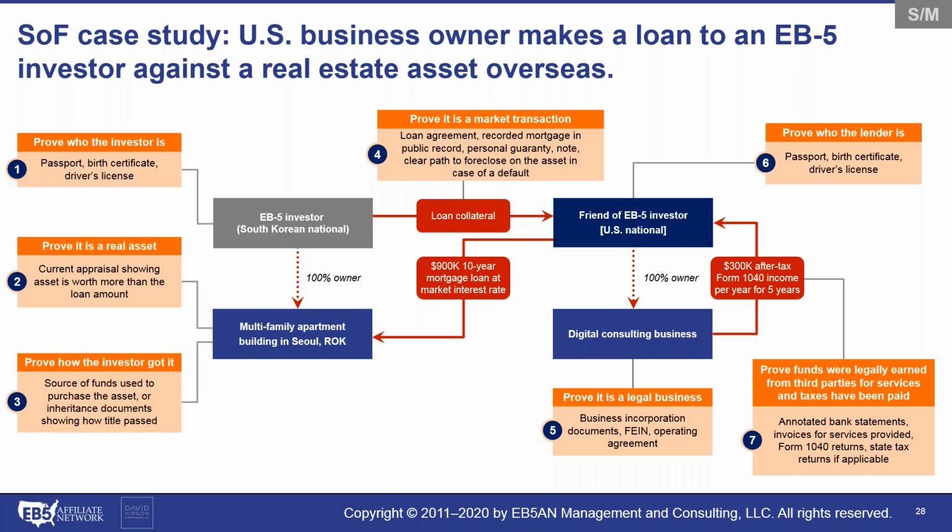Second, as we mentioned earlier, you're going to have to prove that that investment actually is real, the building itself, and that it's worth at least more than the loan amount, in this case, $900,000. And you do that most commonly with a third-party appraisal done in the last year, probably.